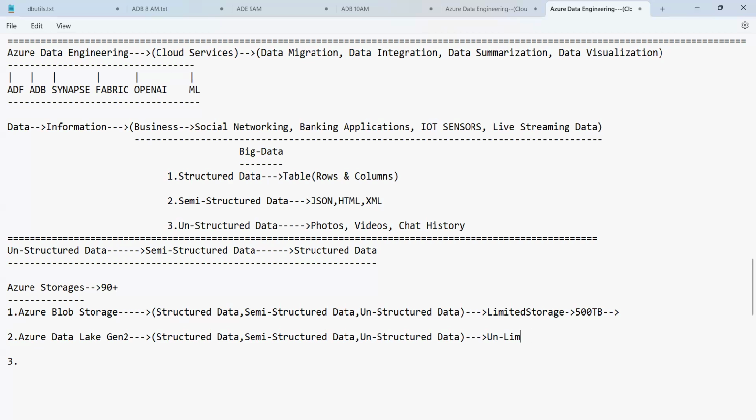It is called unlimited storage. Azure Data Lake Gen 2 has unlimited storage, where it can hold structured data, semi-structured data, and as well as unstructured data. So it has unlimited storage. Okay, everyone.